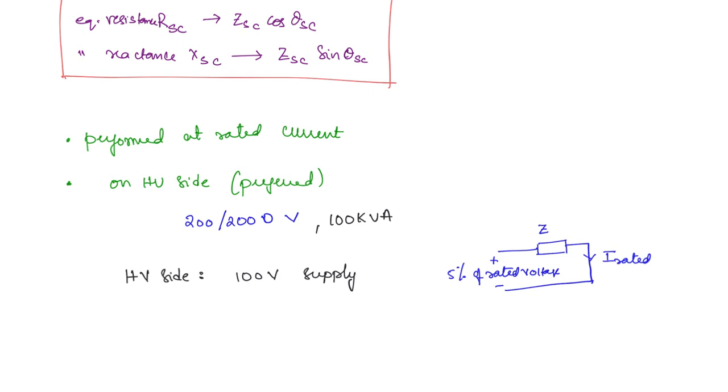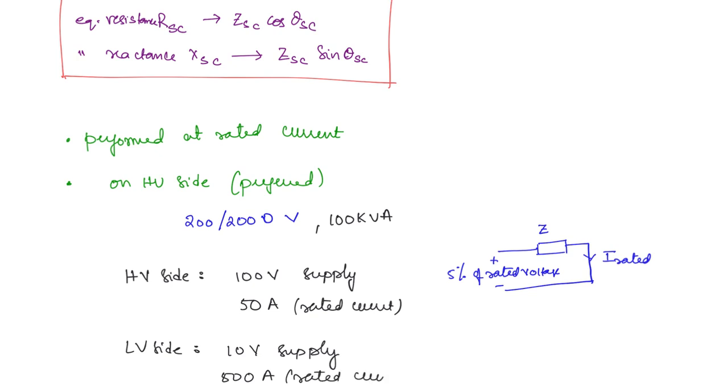Then 100 kVA by 2000 is going to give you 50 amperes. This is the rated current value. Now if you take the LV side, then 5% of 200 is going to be 10 volts supply. And what about the current? The current is now going to be 500 amperes.